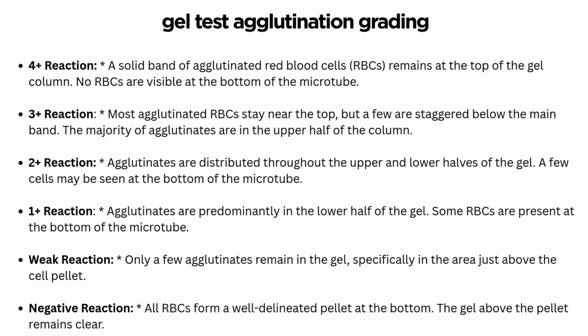So a weak reaction is characterized only by a few agglutinates remaining in the gel and specifically just above the cell pellet. And lastly, a negative reaction is evident when all red blood cells form a distinct pellet at the bottom with the gel above remaining clear. So you should remember that the gel above should remain clear, and this indicates the absence of agglutination. Again, this means there is no agglutination happening. So, again, guys, by understanding these grades, you can better interpret the results and make informed decisions in your clinical practice.